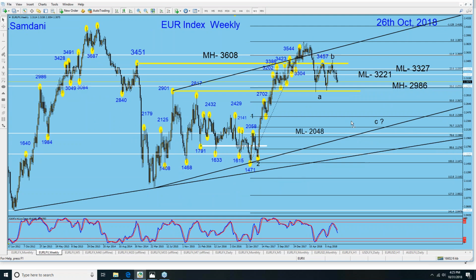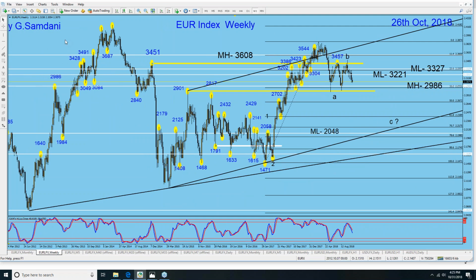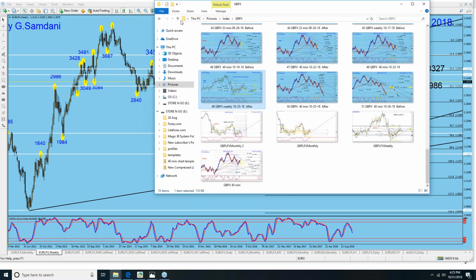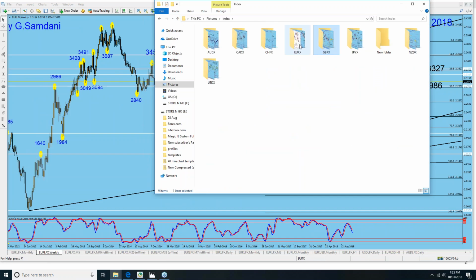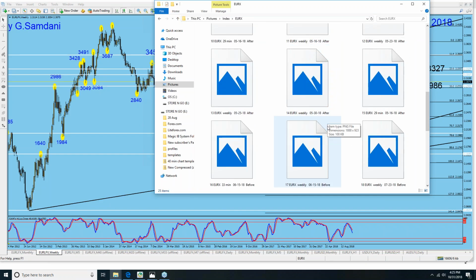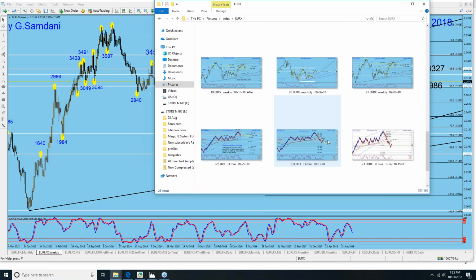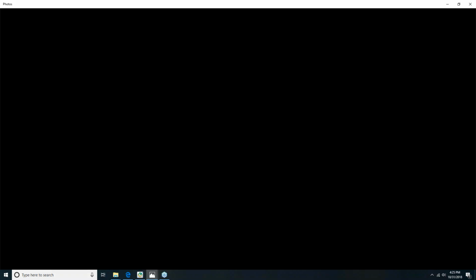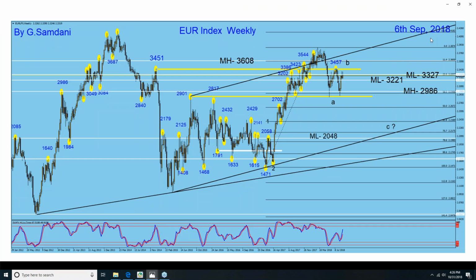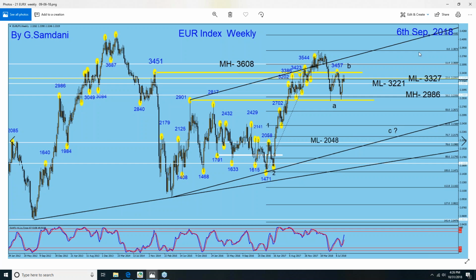Now see, this is the long-term chart of euro index, right? And when it was here, let me just go and take a look for your refreshment. The weekly chart was, no, not 21st, 6th September. September 6th, I made this chart. My prediction was from all the way from the top, but just take it from here.